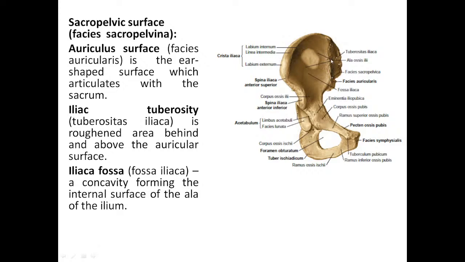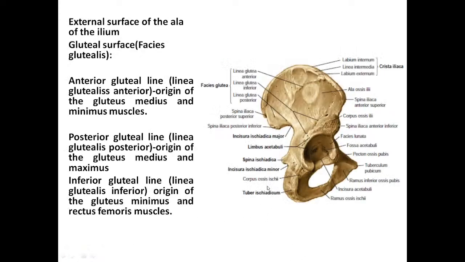Iliac fossa is a concavity forming the internal surface of the ala of the ilium. This is the auricular surface, tuberositas iliaca, and iliac fossa. You see iliac crest. This is iliac body. External surface of the ala of the ilium: you see gluteal surface, facies glutealis. This is acetabulum.